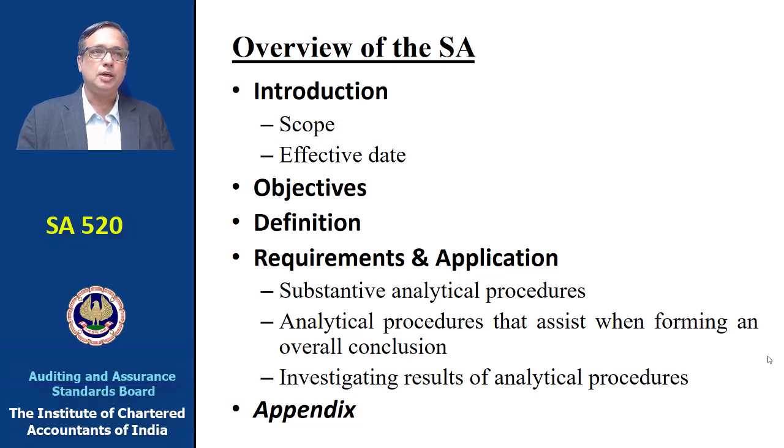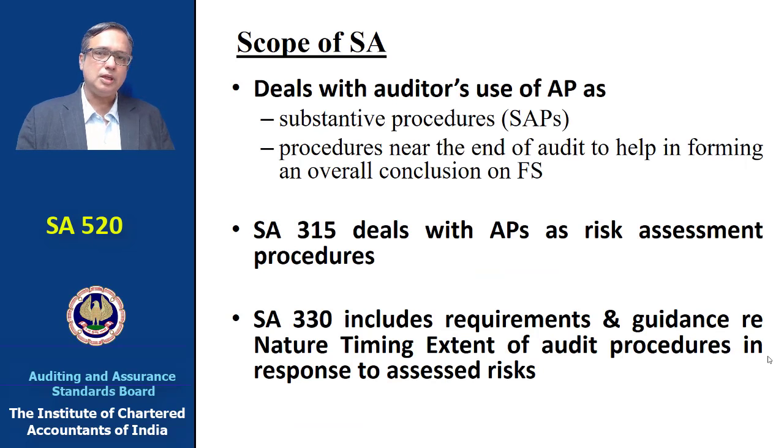And if you look at the standard, it has these parts to it. There's an introduction, objectives, definition, there's a requirement and application of what needs to be done, and an appendix giving how the standard can be applied. So basically the scope of the standard is on using of analytical procedures. They are divided into two. One is the substantive procedures and the other is the procedures which we do near the end of the audit, so that we have an opinion, it helps us in forming an overall conclusion on the financial statements.